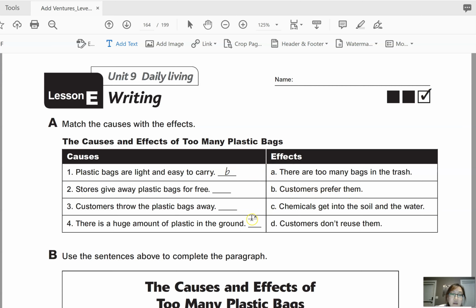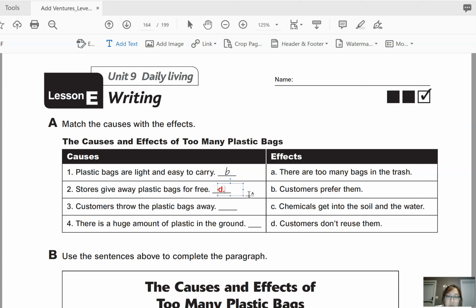Go ahead and do numbers 2 through 4, so you can pause the video and continue when you're finished. Okay, so let's look at number 2. Stores give away plastic bags for free. So we can say the effect is D, customers don't reuse them.